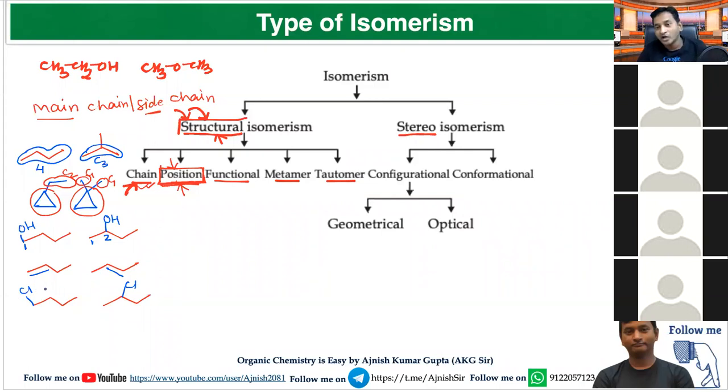So there are only 3 things whose position can be different. They may be functional group, multiple bond, or substituent. But there is a limitation. There is no change in main chain or side chain. The main chain and side chain remain the same. And if the position of functional group, multiple bond, or substituents is different, then such structural isomers are called positional isomers. Is it clear?